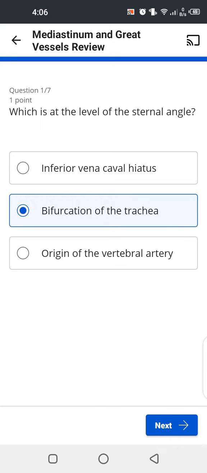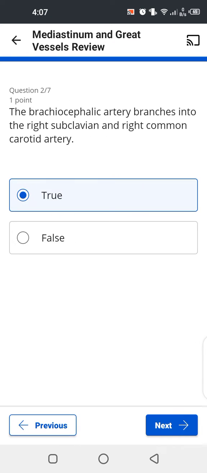Bismillahirrahmanirrahim. So here is the quiz related to mediastinum and great vessels. Which is the level of sternal angle bifurcation of the trachea? At the bifurcation of the trachea, it is at the level of the sternal angle. Next, the brachiocephalic artery branches into the right subclavian and the right common carotid artery, and it's true.